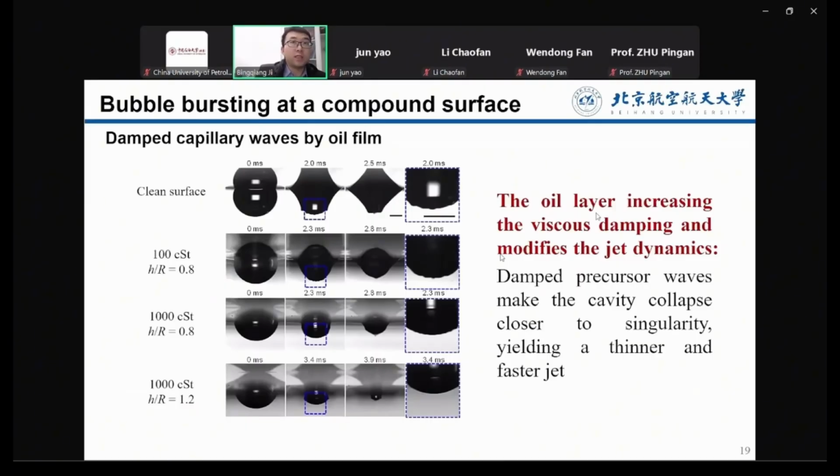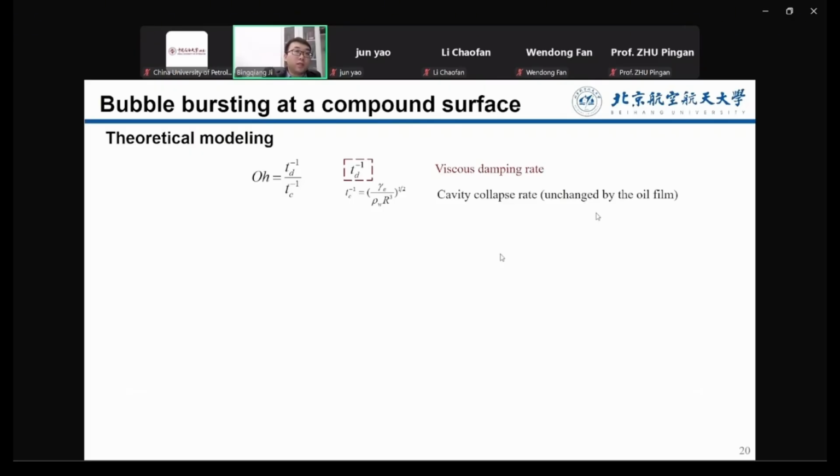And in our case, at an oil-covered surface, we also found that the capillary waves are damped more when you increase the oil layer thickness and viscosity. So this indicates that the oil layer increases the viscous damping and modifies the jet dynamics. So the dynamics change by the viscous damping. But how does this extra viscosity work?